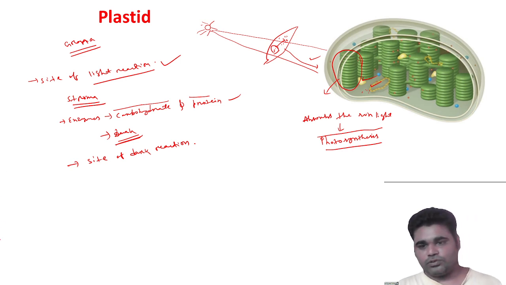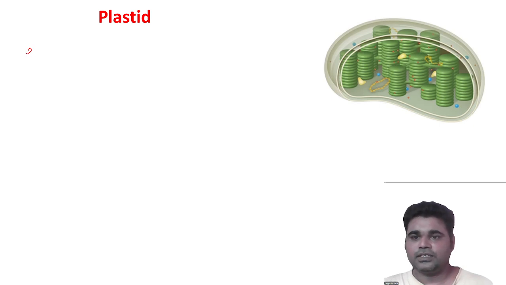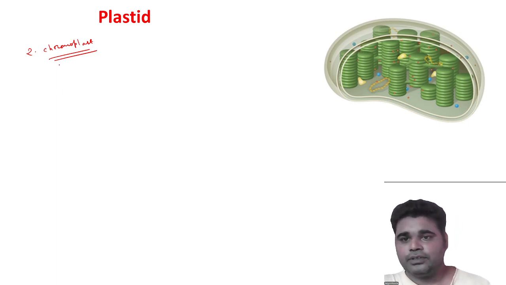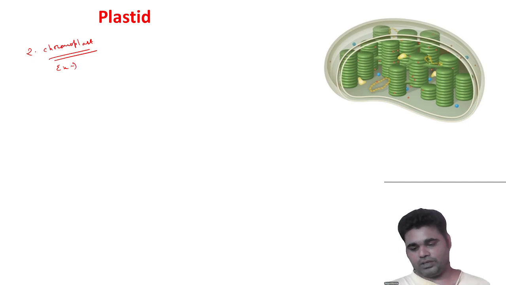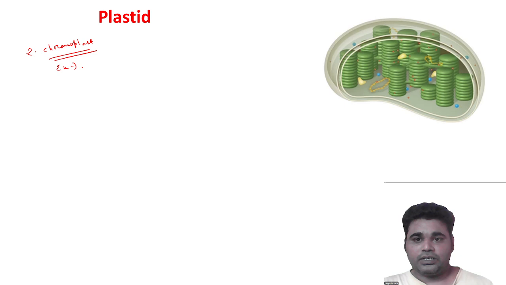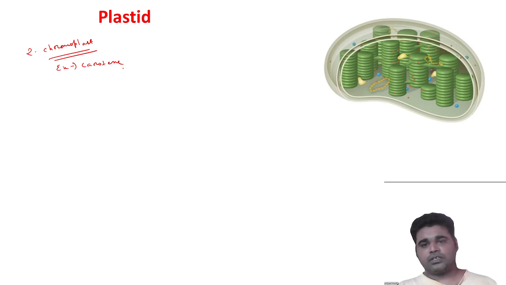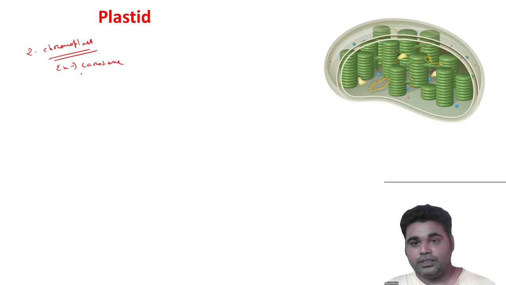So now come to another structure, another plastid, the second part, that is the chromoplast. What is the chromoplast? That means it provides different types of color. For example, there are many types of chromoplast. For example, the carotene. Okay, so the carotene, and another is the xanthophyll.